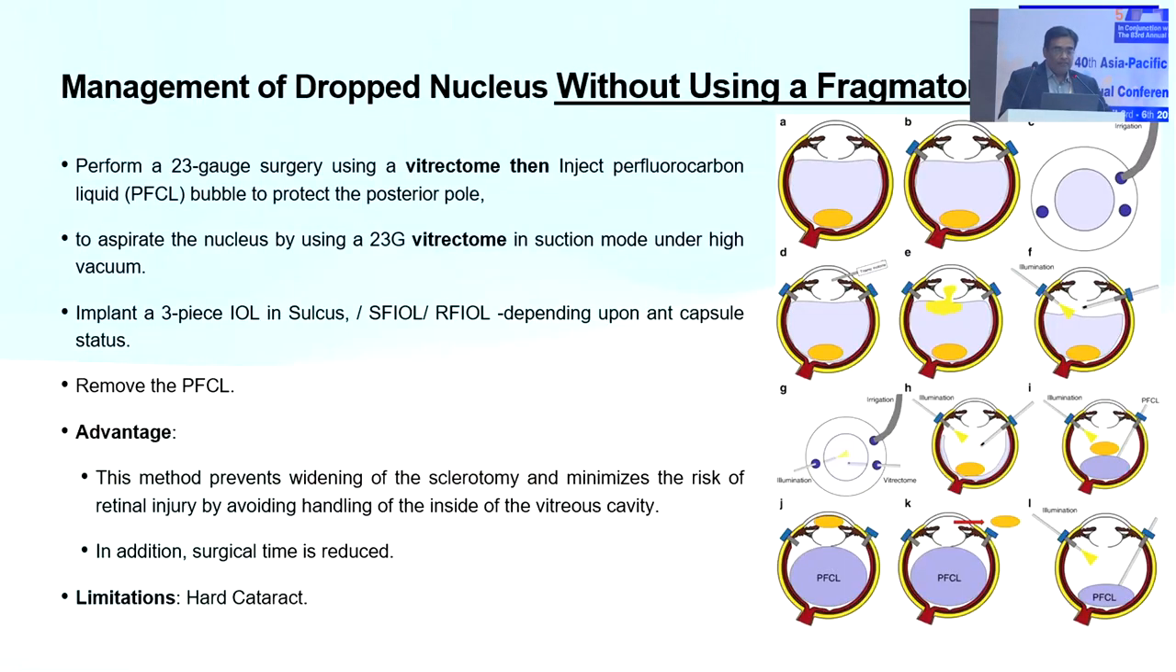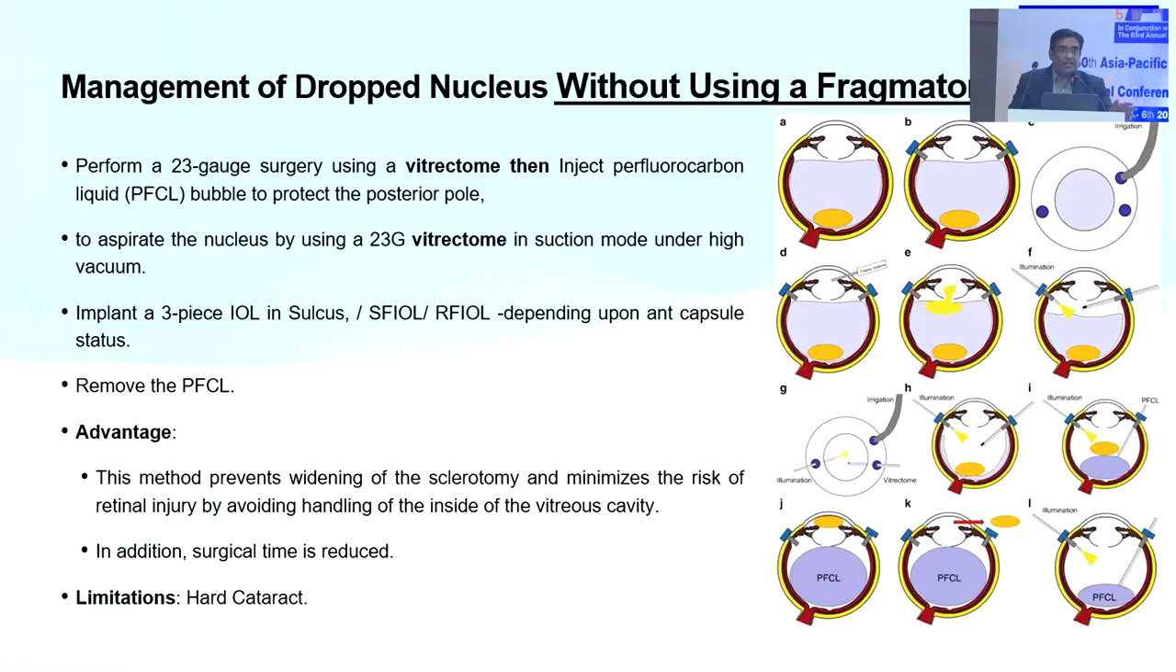For a dropped nucleus without using the fragmatome, perform the vitrectomy with the 23G vitrectomy system, and after PVD induction, use PFCL for protection of the posterior pole, aspirate the nucleus using the 23G vitrectome, implant the IOL depending on the situation, and remove the PFCL. The advantage of this technique is that we can prevent widening of the sclerotomy and minimize the risk of retinal injury by avoiding intravitreal maneuvers, and it decreases the surgical time.